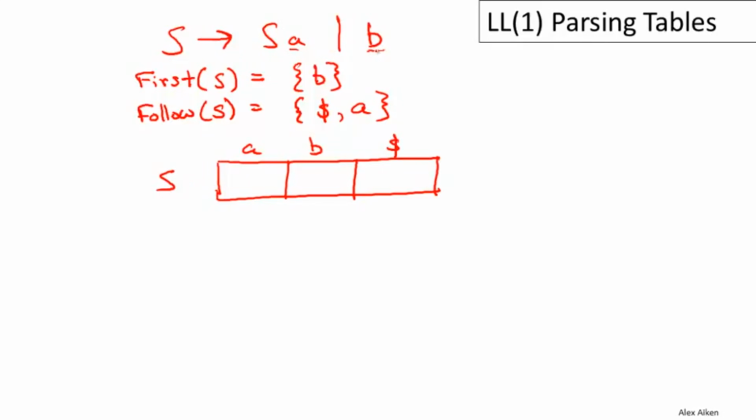Well, clearly, if we see a B in the input, this would be a good one to use because the first of the right-hand side includes B. So S goes to B would be used if we see a B in the input. And now what about S goes to SA? Well, here again, this can't generate epsilon, so we're only interested in what it can produce in the first position. And once again, the first of S is just B. And so in the S, B entry, we would also have the move S goes to SA. And now we see the problem, right? Here we have an entry that has multiple moves. This is a multiply defined entry.